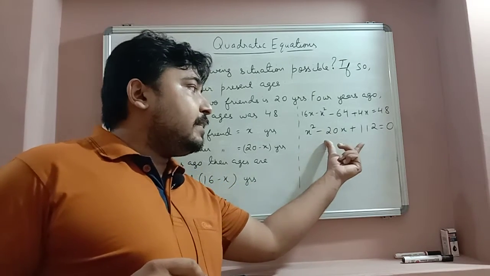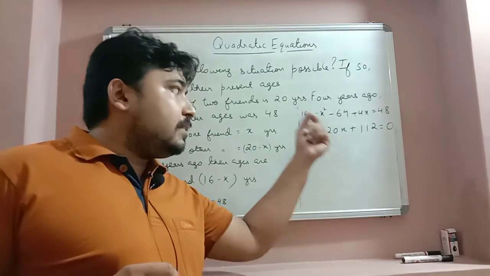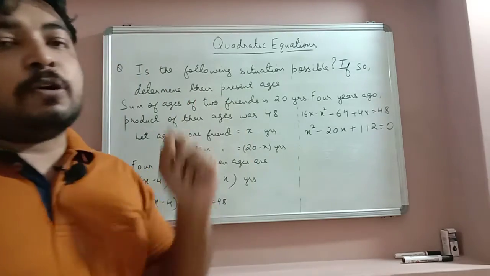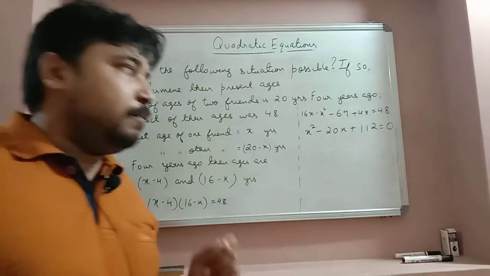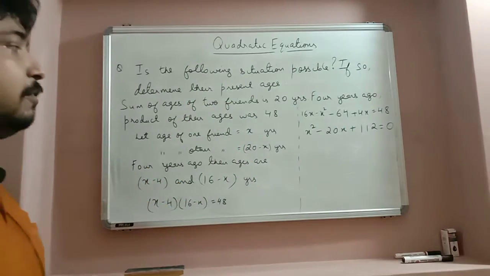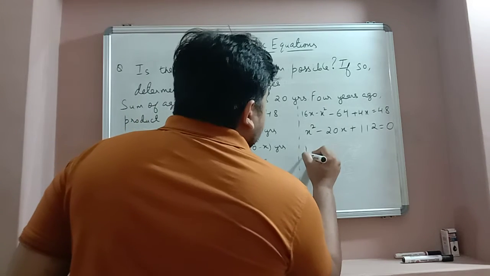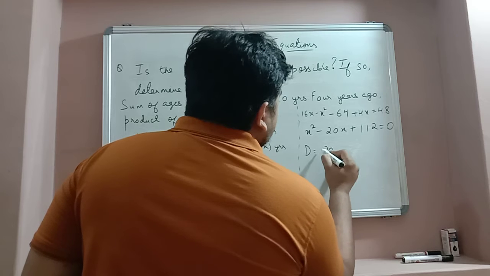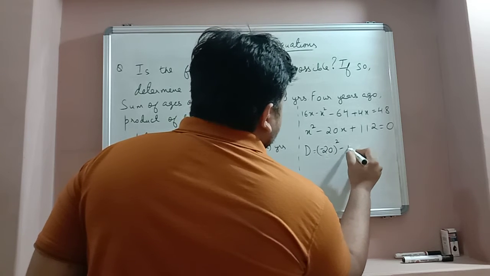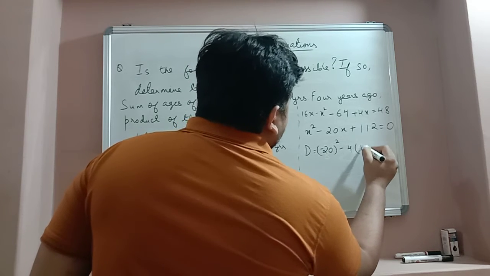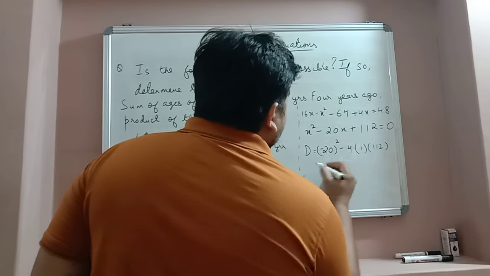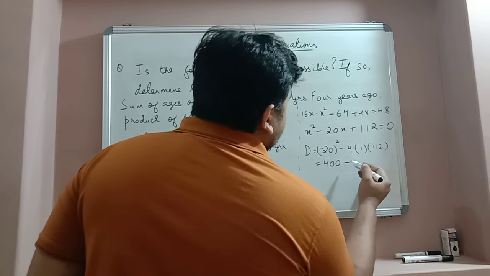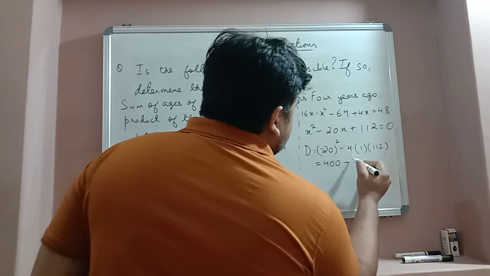Now let's find the discriminant of this particular equation. If the discriminant happens to be greater than or equal to 0, then definitely the situation is possible, else the situation is not possible. Let's find out the discriminant of this equation. So discriminant is b square minus 4ac, so minus 20 whole square minus 4 times 1 into 112. So this will be 400 minus 4 times 112.